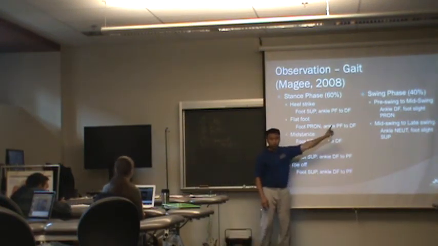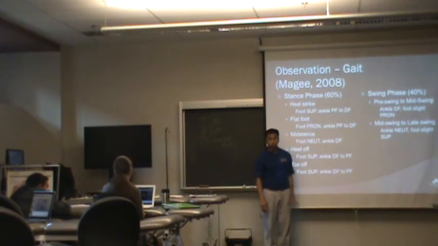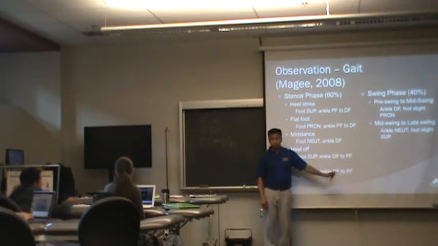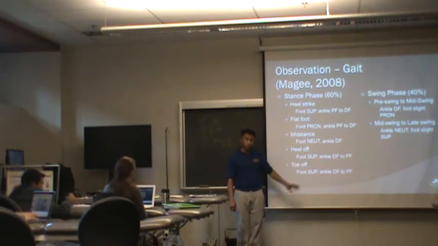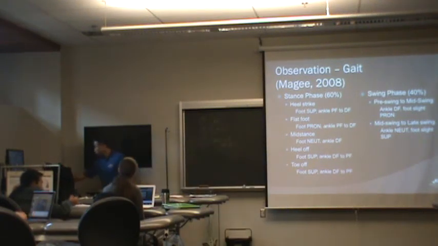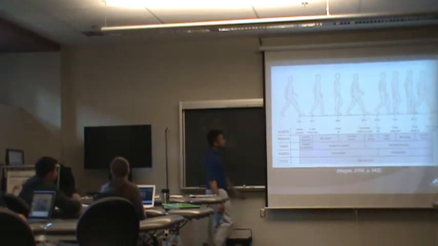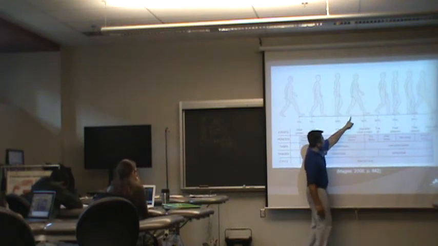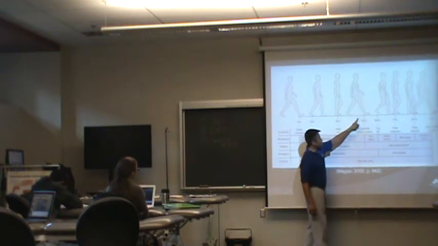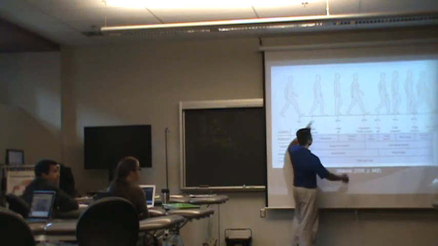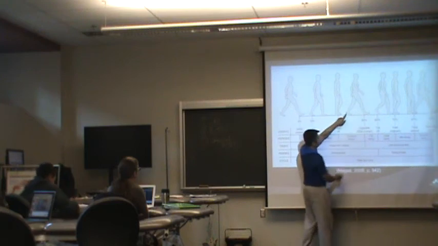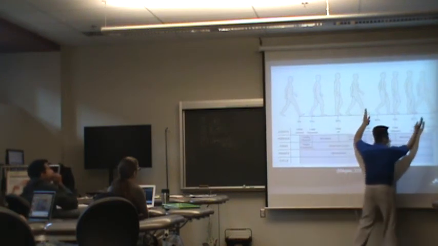60% stance phase, 40% swing phase. Most injuries occur in the stance phase. Some can occur in the swing. That's all you need to know for this. Okay. Another pictorial. Heel strike, stance, until toe off, and opposite heel strike. So all this is your stance phase. And if you're looking at the same leg, that becomes the swing phase.